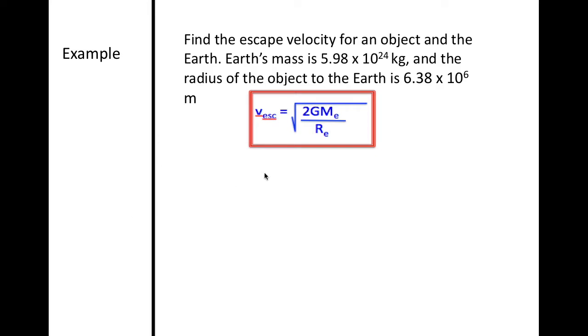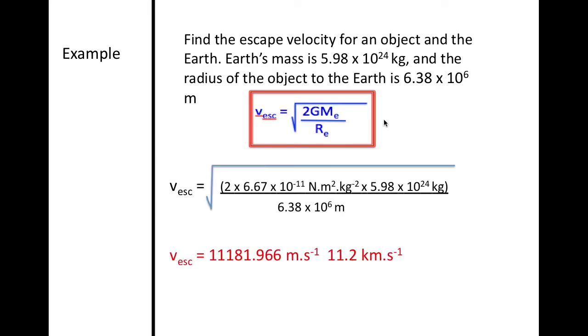Okay, so we're going to be using the escape velocity equation, and when we plug everything in, and remember that you have the G, which is the gravitational constant, and you plug your other information in for the mass of the Earth and the radius, we get an escape velocity of 11,181.966 meters per second, which is also 11.2 kilometers per second when you take into account significant figures. This means that in order to escape the gravitational pull of the Earth, the object would need to have a speed of at least 11.2 kilometers per second.